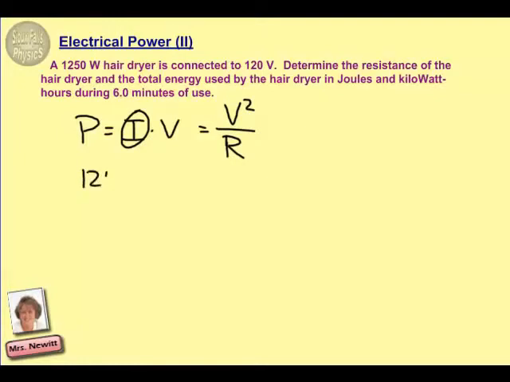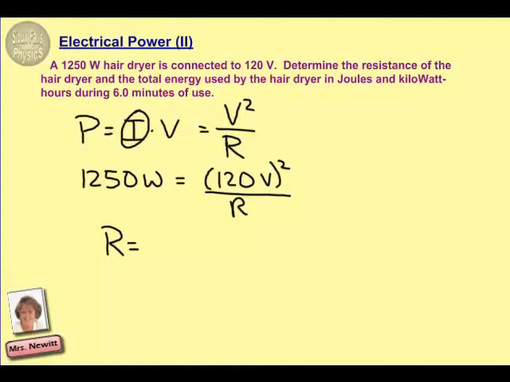So the information given to us in the problem is 1,250 watts for the power. The volts is 120 volts. And our resistance is unknown. Solving for R, we get 11.52 ohms as the resistance of the hairdryer.